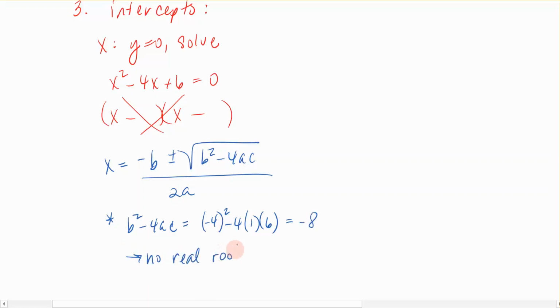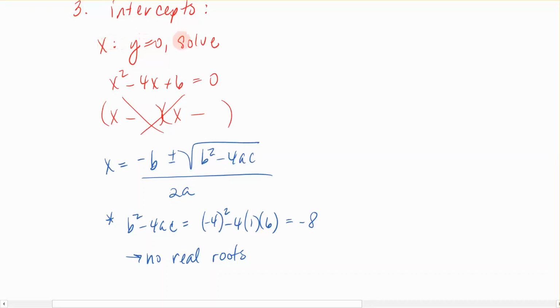And I'm trying to be very clear on that because that doesn't mean there aren't roots. It's just we don't graph them in a real number system. And that's what we're doing. So this is not going to give me any real roots. And in other words, it's not even going to cross the x-axis. We'll see what to do with that in just a second.